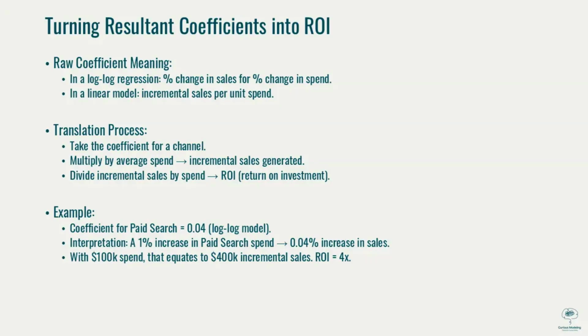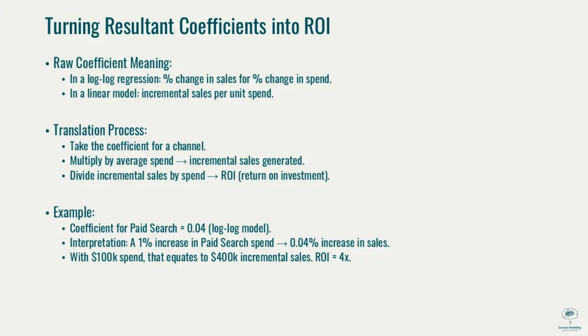Now, turning coefficients into ROI. Raw coefficient meaning: if you've got a linear model, it suggests incremental sales per unit of spend, versus a log-log regression, which would suggest a percent change in sales for a percent change in spend. The translation process is you take the coefficient for a channel, multiply by the average spend, which is your incremental sales generated, and divide incremental sales by spend to net your ROI.